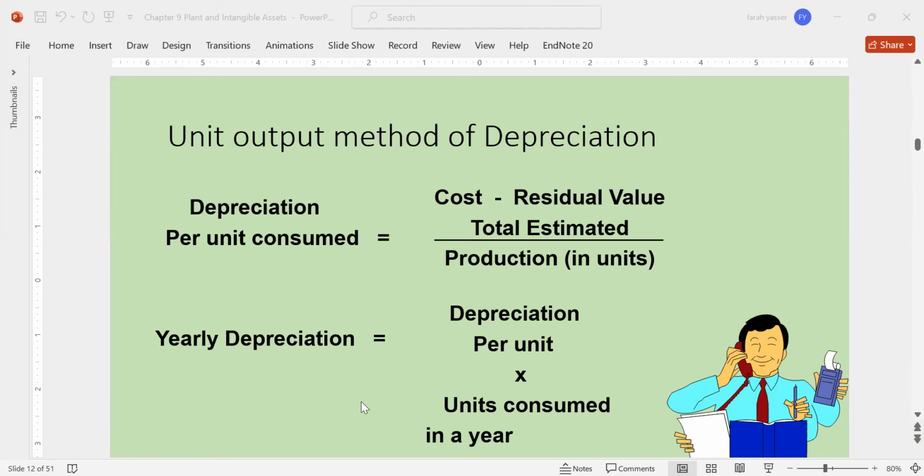The unit output method calculates depreciation based on the actual usage or output of the asset. To put it simply, the more the asset is used, the more depreciation is charged. Depreciation will be calculated in two steps. First of all, we will have to calculate depreciation per unit consumed, and the formula is cost minus residual value divided by total estimated production in units.